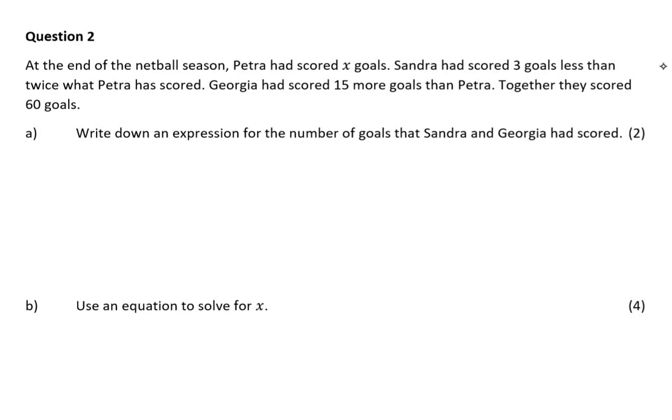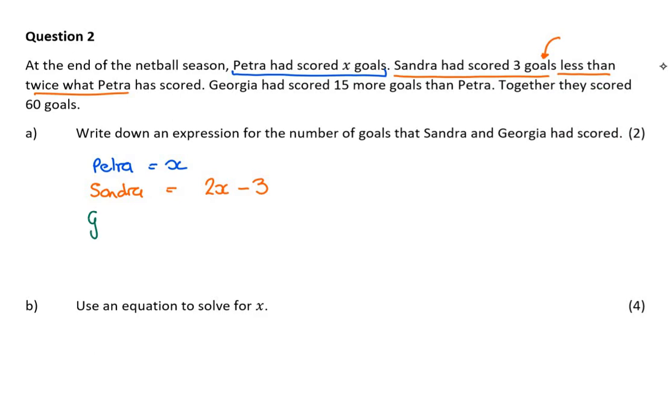At the end of the netball season, Petra had scored x goals. So let's write that down. Petra had scored x. Sandra had scored 3 goals less than twice Petra. So Sandra, first of all, let me just focus on the twice Petra. Twice Petra would be 2x, but she didn't score 2x. She scored 3 goals less than this. Now, less than means take them away. Okay, and I haven't even looked at the question yet, so I don't know if I'm doing what they ask, but I'm just reading it and making sense of it. Georgia had scored 15 more goals than Petra. Not 15 times, 15 more, so x plus 15. Together they scored 60 goals.